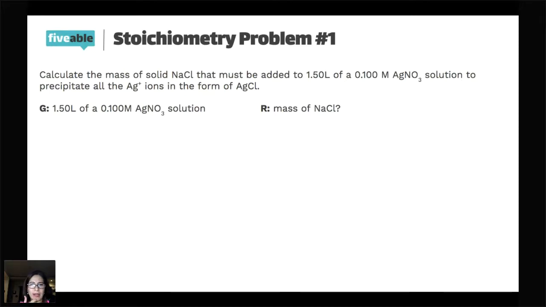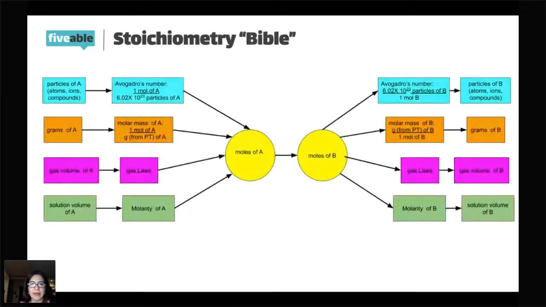And remember the stoichiometry Bible from our previous stream? They gave us solution and molarity, so we are here on the green section of this guide. We're going to use this information to change to moles of the given. Then we're going to use the coefficients of the balanced equation to change to moles of B. And then the required was grams. So once we have moles of B, we're going to use the molar mass to change it to grams.